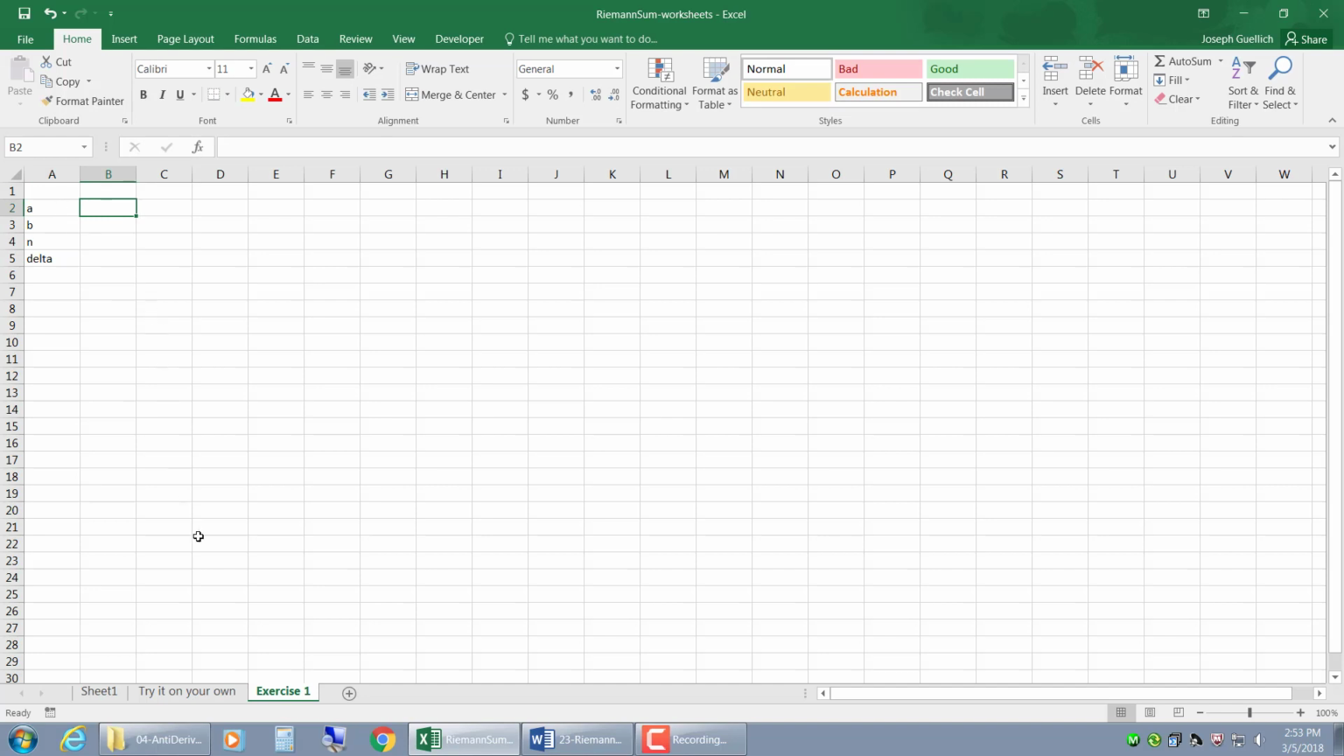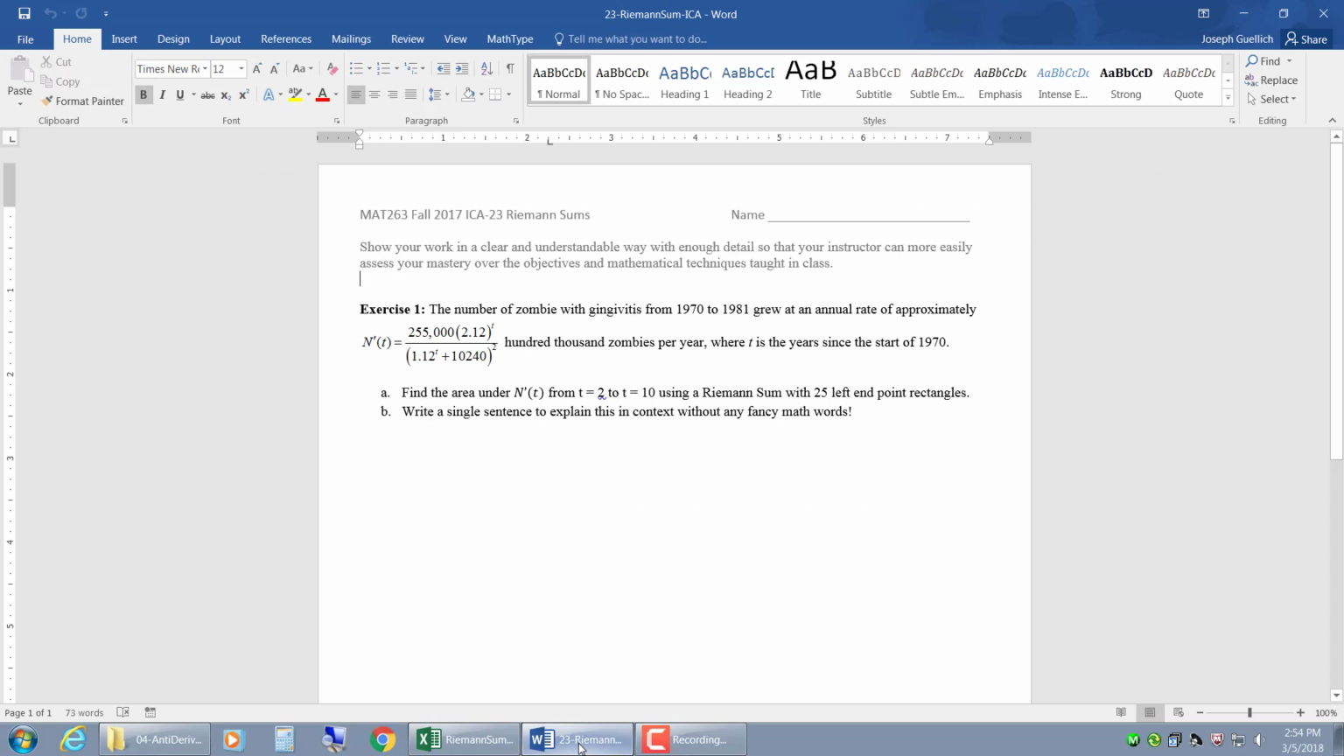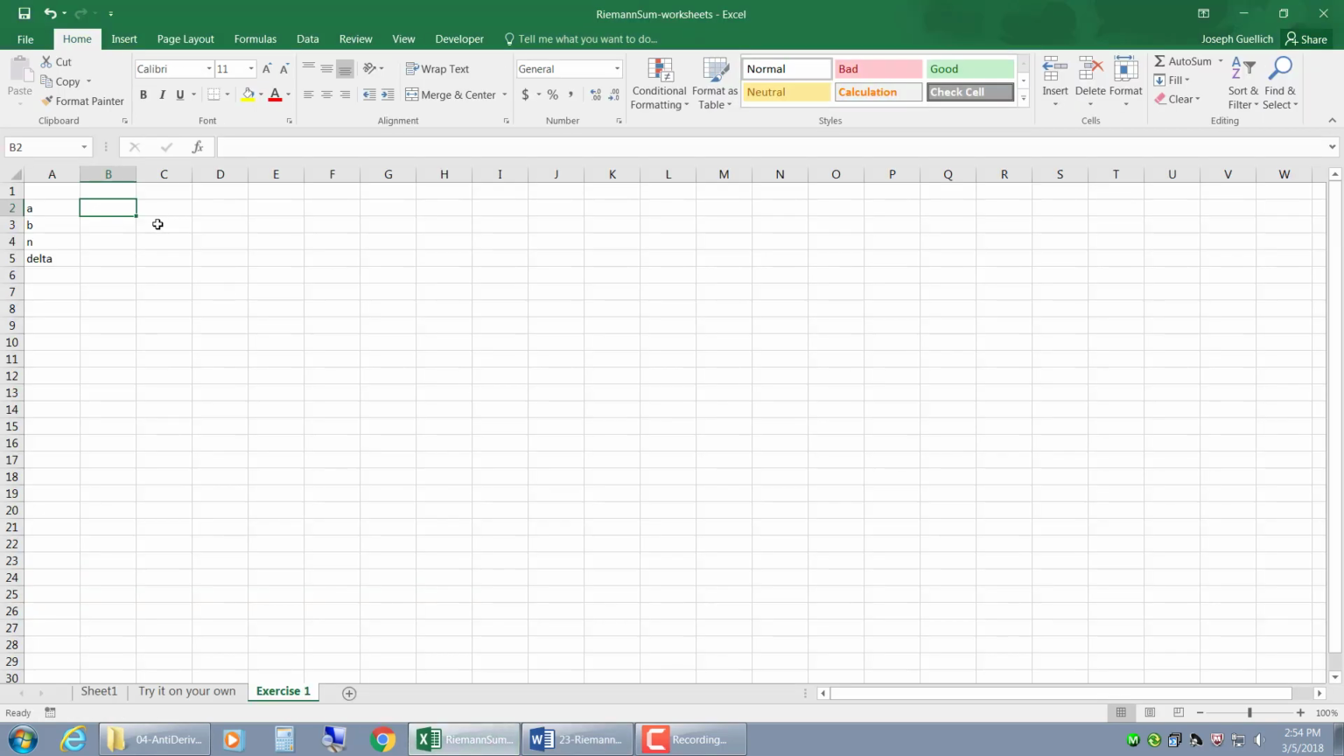Okay, so we set up A, B, N, and delta. And before we start typing, now we are told those, right? Part A from t equals 2 to 10. So we are told those, and 25 rectangles. So delta is the B minus the A divided by the N. And we get a little decimal there.